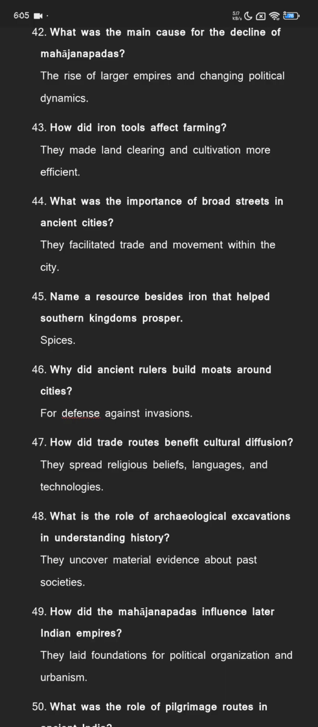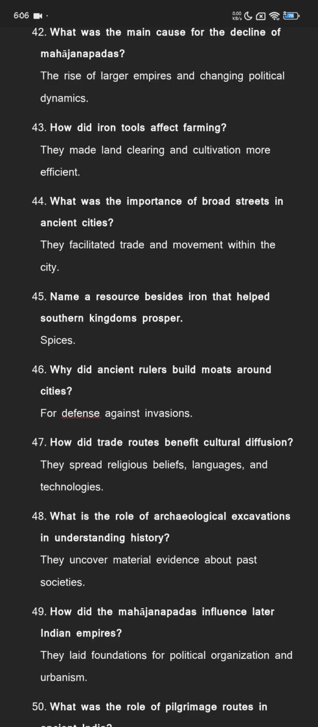What was the importance of broad streets in ancient cities? They facilitated trade and movement within the city. Name a resource besides iron that helped southern kingdoms prosper. Spices. Why did ancient rulers build moats around cities? For defense against invasions.